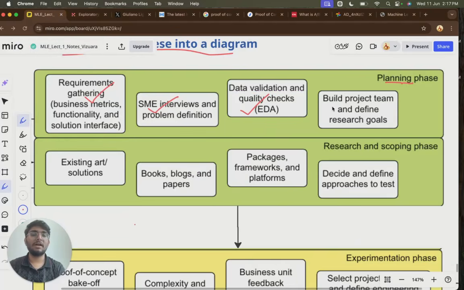You will also have to build a project team and define the research goal, because it's better to start properly than failing at the end.